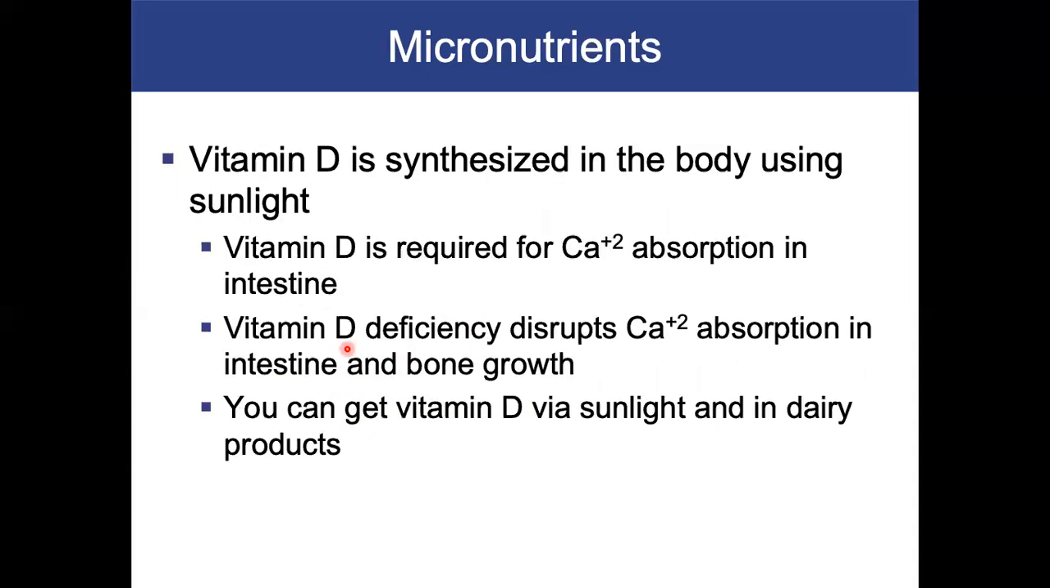Very dangerous. I want you to know how vitamin D is made. It's synthesized by sunlight. What do we use vitamin D for? It pulls calcium in from the small intestine into the bloodstream. So we need vitamin D for calcium absorption. You can get it via sunlight. You can get it, it's usually supplemented. It's put in dairy products.